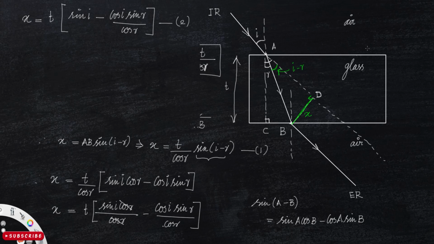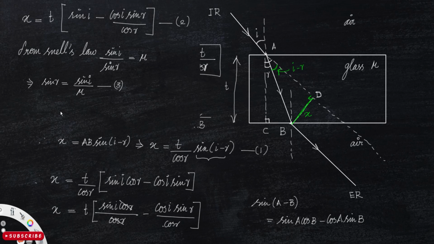Now, let the refractive index of the glass prism be some mu. And we know from Snell's law, the ratio of sine of angle of incidence to sine of angle of refraction will be the absolute refractive index of the glass slab, mu. Okay, therefore, sine R will be sine I divided by mu. Let's call this equation number 3.